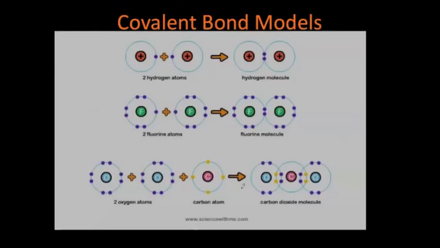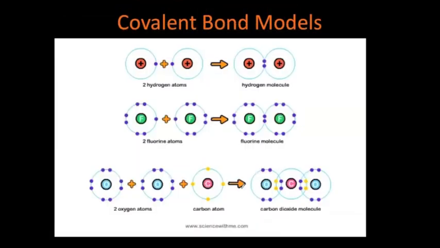Okay. Now the models are slightly different too. You have a bunch of different models. You'll see this is how we draw a covalent bond model. This is really your Bohr type model. Looks very similar to a Bohr diagram, right? So you see the two hydrogen atoms, and basically what's happening is these electrons are spinning around.